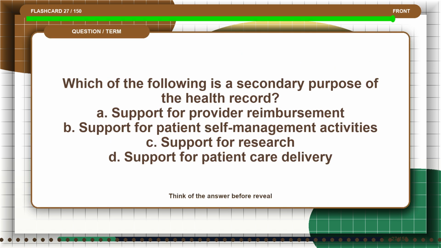Flashcard 27. Which of the following is a secondary purpose of the health record? A. Support for provider reimbursement, B. Support for patient self-management activities, C. Support for research, D. Support for patient care delivery. Think of the answer before the reveal.